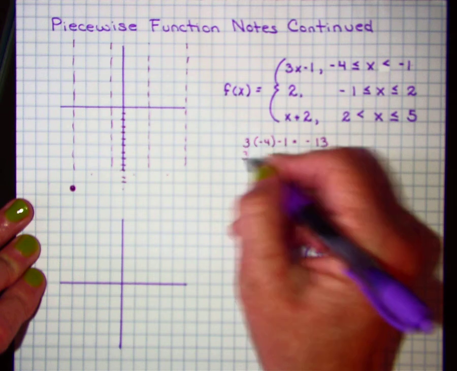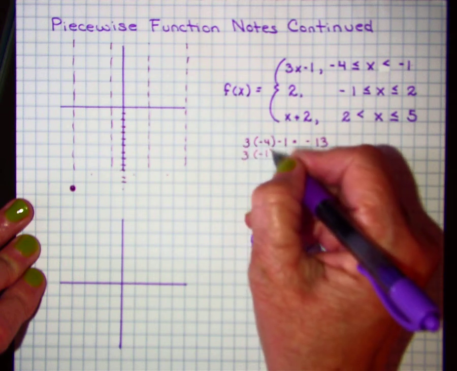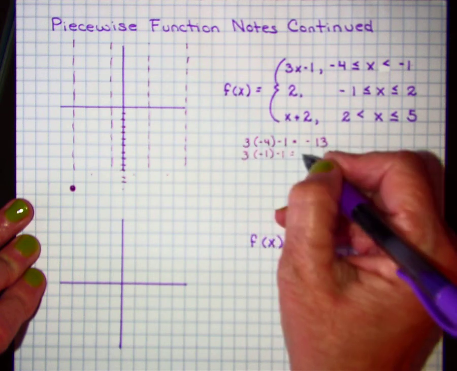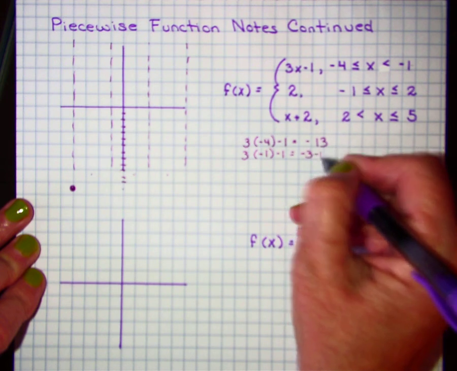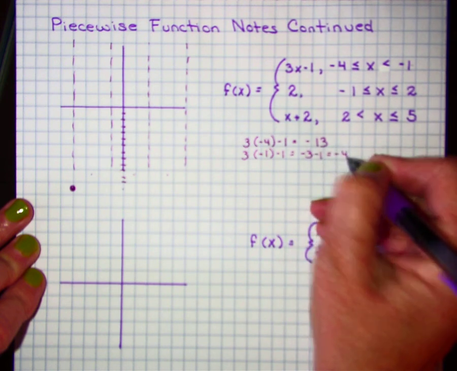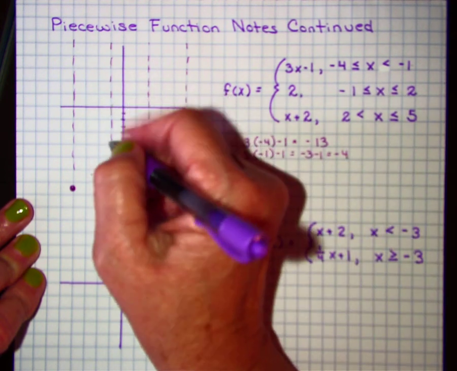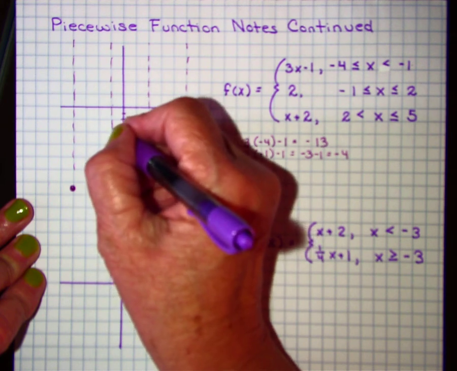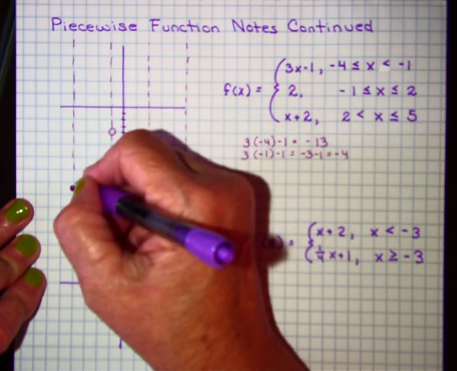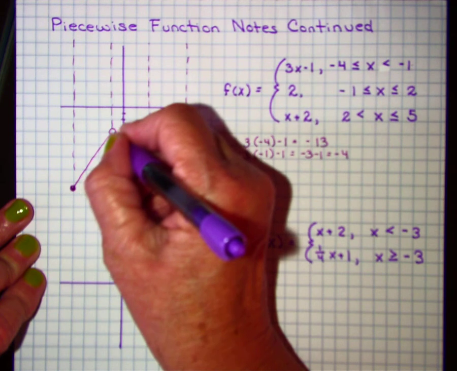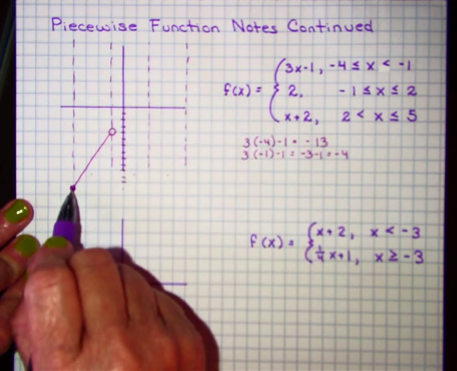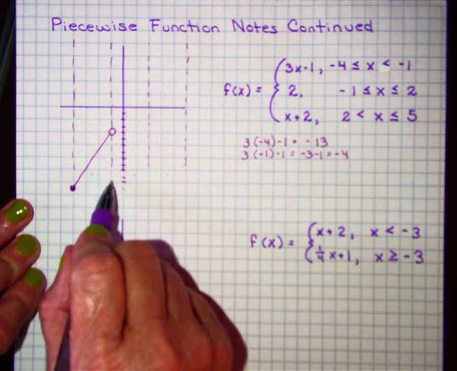I can stick that in there. 3 times negative 1 minus 1, and I'll get negative 3 minus 1, which is equal to negative 4. So at negative 1, it'll be at negative 4. But it won't touch it. So this is my first function. It's sandwiched between negative 4 and negative 1.